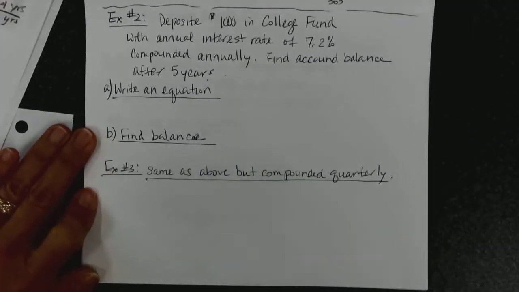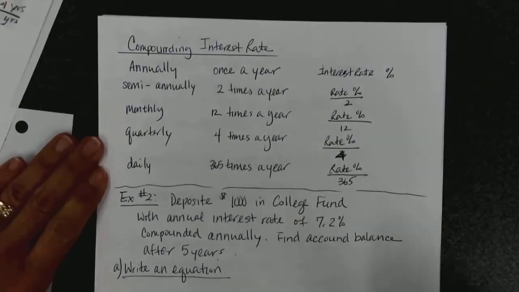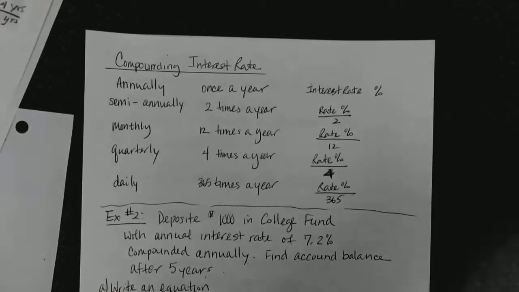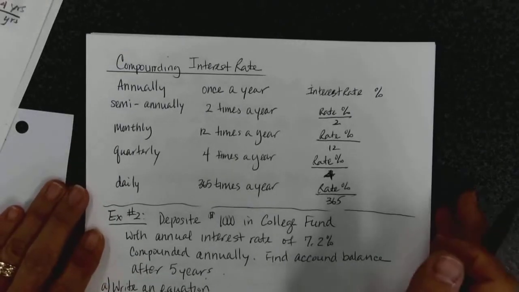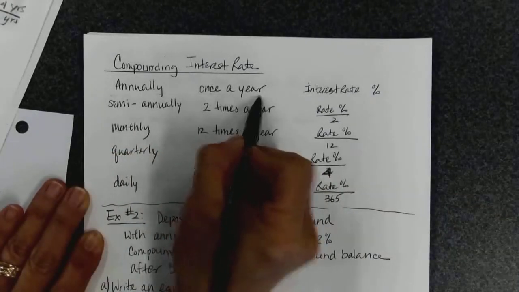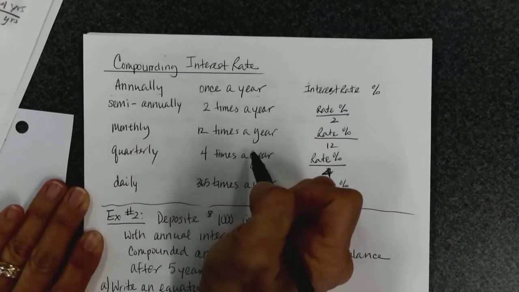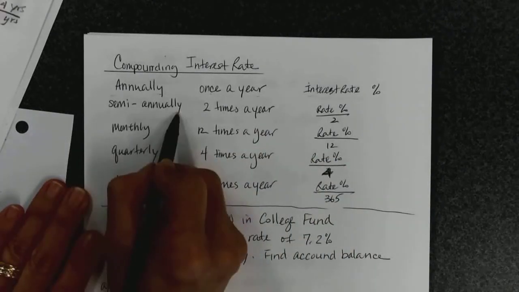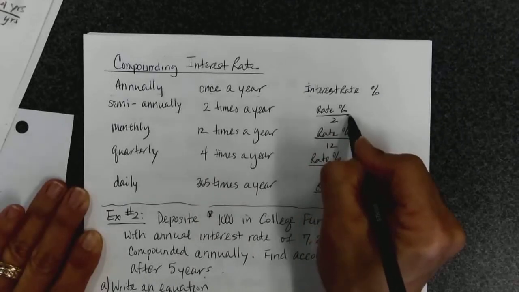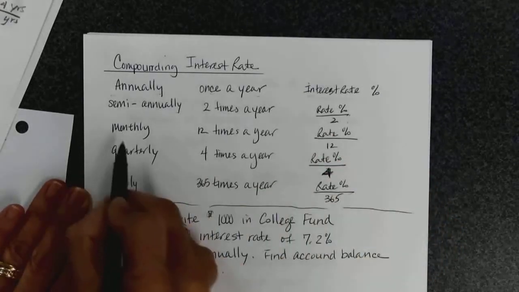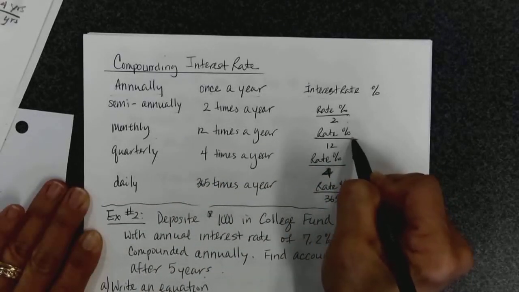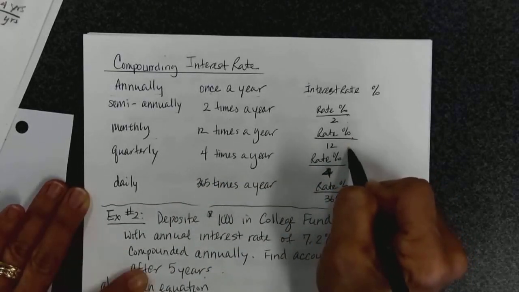In example number 2, we're going to be talking about investments. So before we move on to investments, the interest rate that's given can be compounded differently. So if it's annually, it compounds once a year. So we're just going to keep that same interest rate and we're going to use that. Semi-annually, it compounds twice a year. So what we do is we take that interest rate and we divide it by 2. In monthly, it's 12 times a year. So we take that interest rate and we divide it by 12.